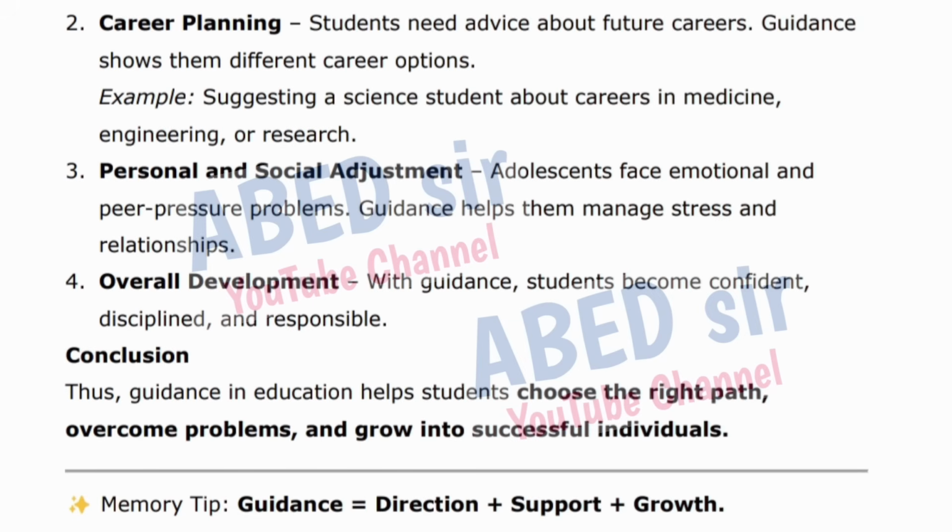3. Personal and social adjustment. Adolescents face emotional and peer pressure problems. Guidance helps them manage stress and relationships. 4. Overall development. With guidance, students become confident, disciplined, and responsible. Conclusion. Thus, guidance in education helps students choose the right path, overcome problems, and grow into successful individuals. Memory tip: guidance equals direction plus support plus growth.